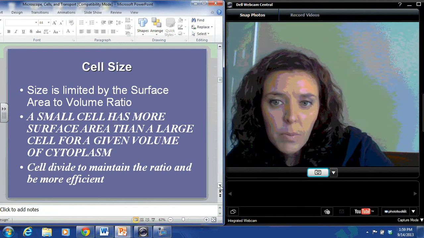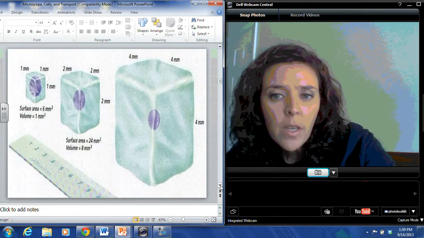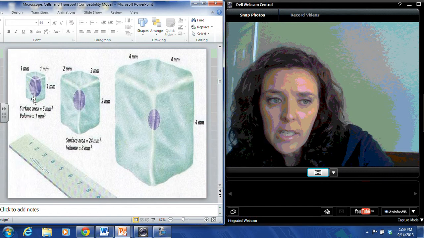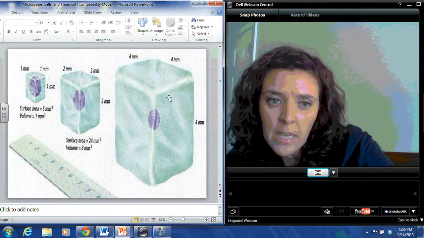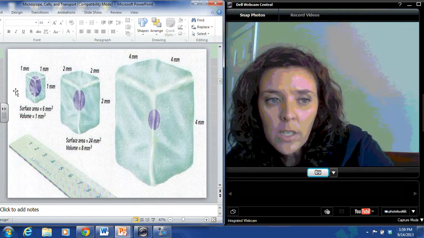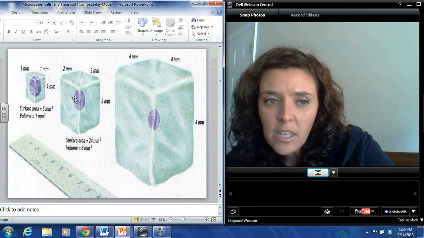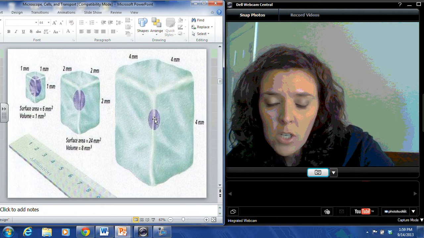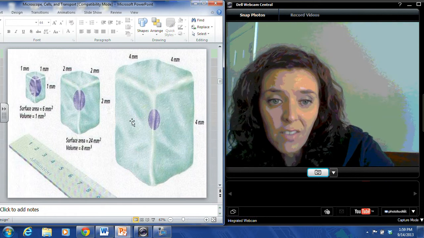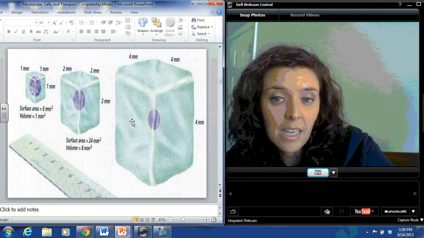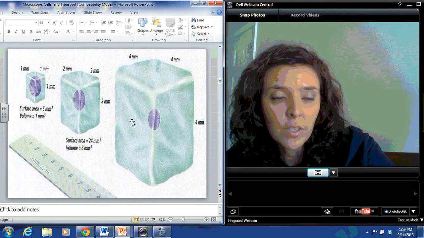So a larger cell is not necessarily a good cell. And I'm going to show you a picture that demonstrates that. Okay, so here's a picture of a cell that's very small, and then a medium-sized one, and then a very large one. You can notice the nucleus. The nucleus, the purple circle here, is actually the same size in all three pictures. The thing that is changing is the volume of the cell. So the inside of the cell is becoming very large.